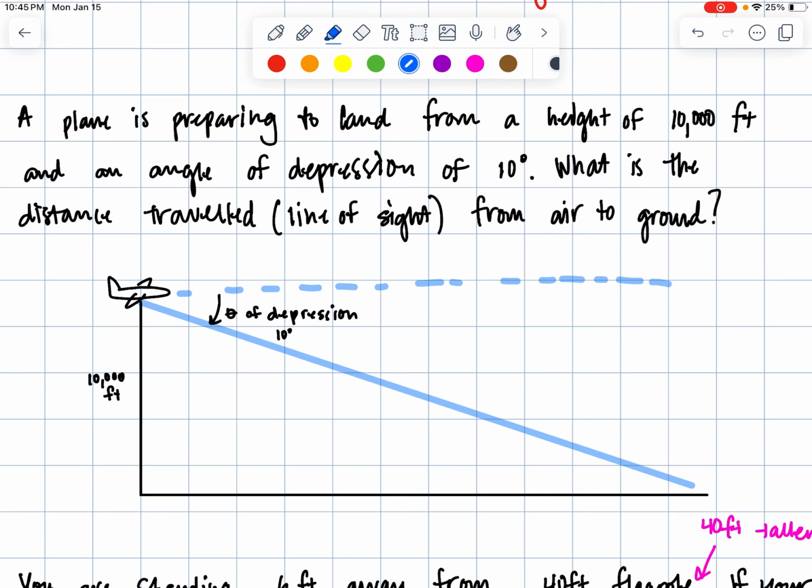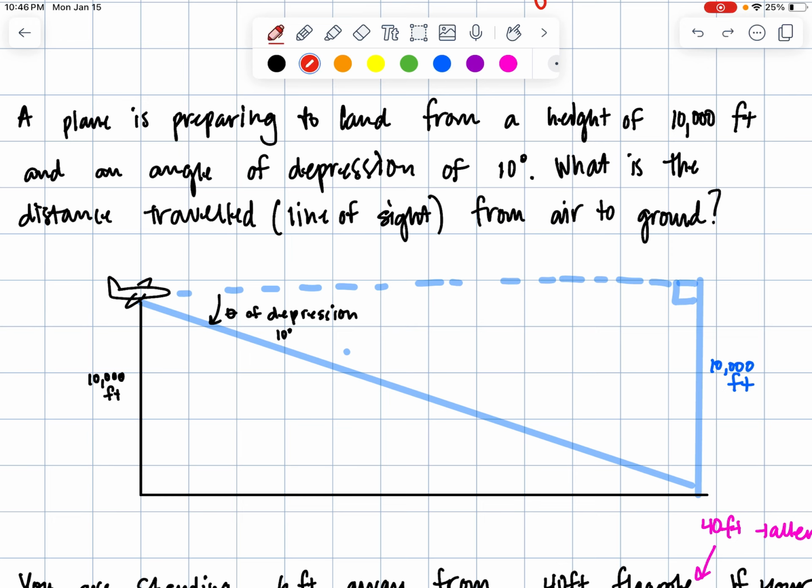We could always make a right triangle with this blue triangle here and put a right angle here, and we could solve for this, because if you realize, this blue line that I just drew is also 10,000 feet, because if that plane flew straight forward, it would still be at 10,000 feet.